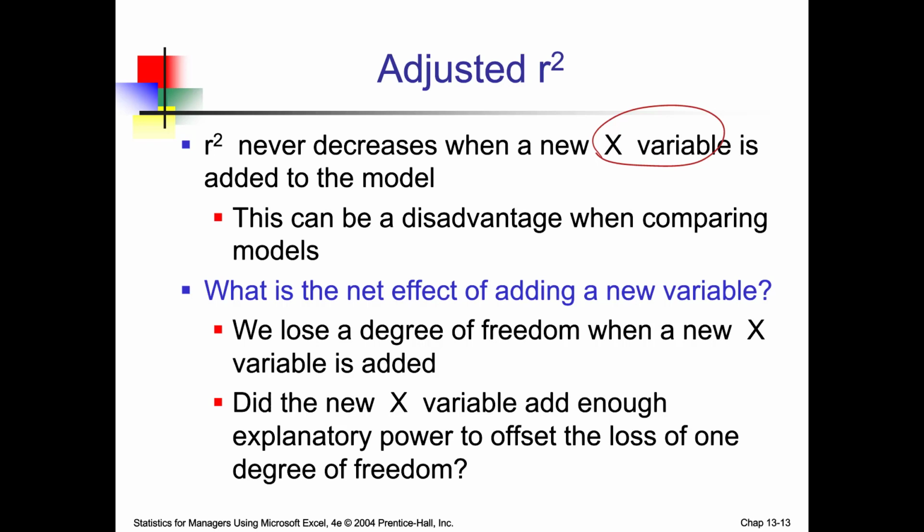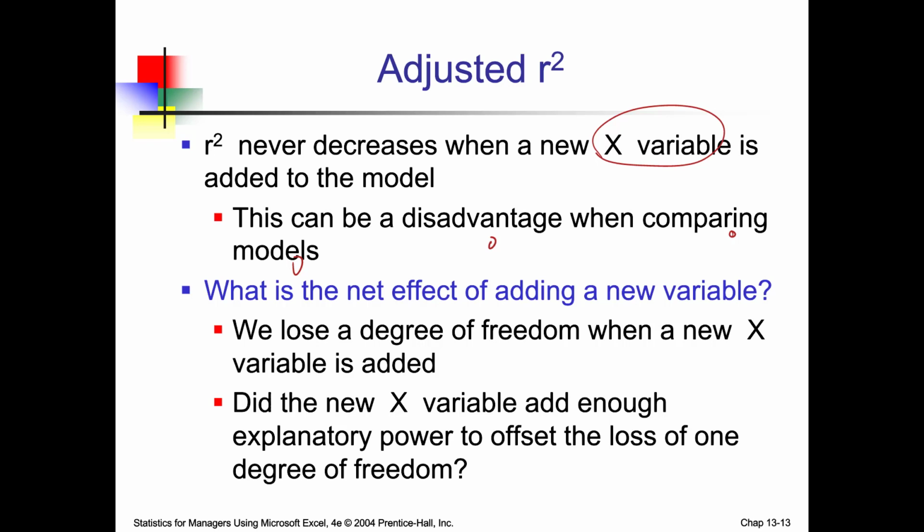Right here we have only two independent variables. When we add in the third independent variable, then R squared goes up. But it doesn't necessarily mean the third independent variable is useful or effective. So this could be a disadvantage when comparing different models, right? So that's why we have to compensate for these negative effects.